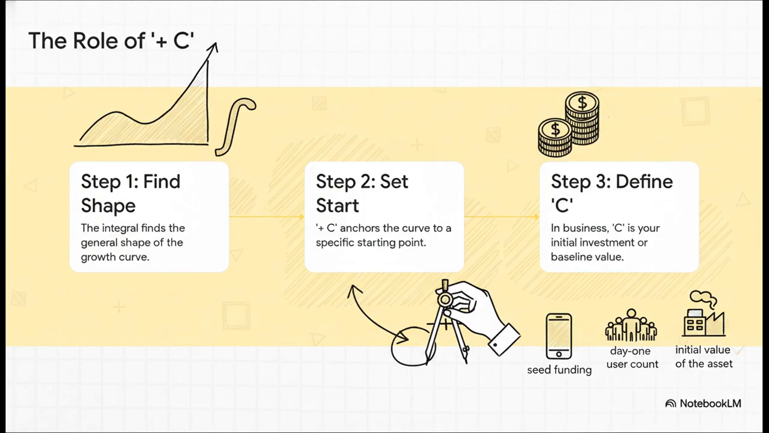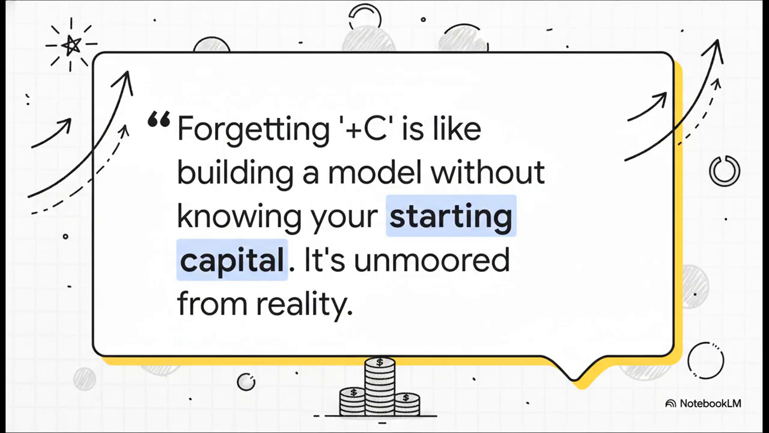It's your initial investment. It's how many users you had on day one. Without C, you have an abstract idea. With C, you have a concrete, usable model. I want this to be a major takeaway for you today. Without that constant C, your model is not just mathematically incomplete, it's strategically useless. A growth curve that doesn't have a starting point is just a shape floating around in space. It's completely unmoored from reality. Defining C is how you tell your model where the story begins. Forgetting it is a fundamental error that will make any prediction or analysis you do completely invalid. Please do not make that mistake.